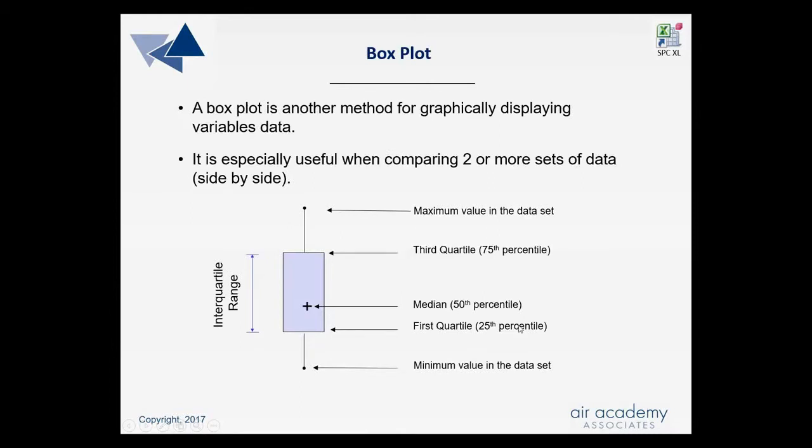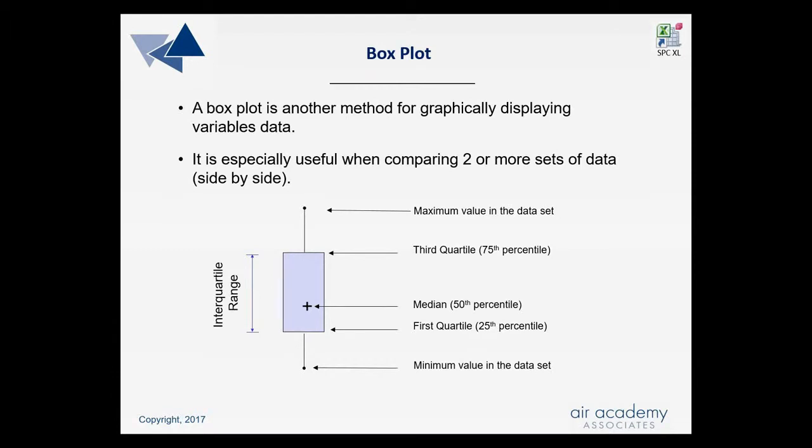So what is a box plot? Well, it's another method for graphically displaying continuous data. It is especially useful when we want to compare two or more sets of data, and we do this side by side. That's what a box plot does. If we only have one set of continuous or variables data, we might use a histogram because there's nothing to compare it with, that is multiple data sets. But when you have two or more data sets, this is an ideal, very simple, but easy to understand tool to use.